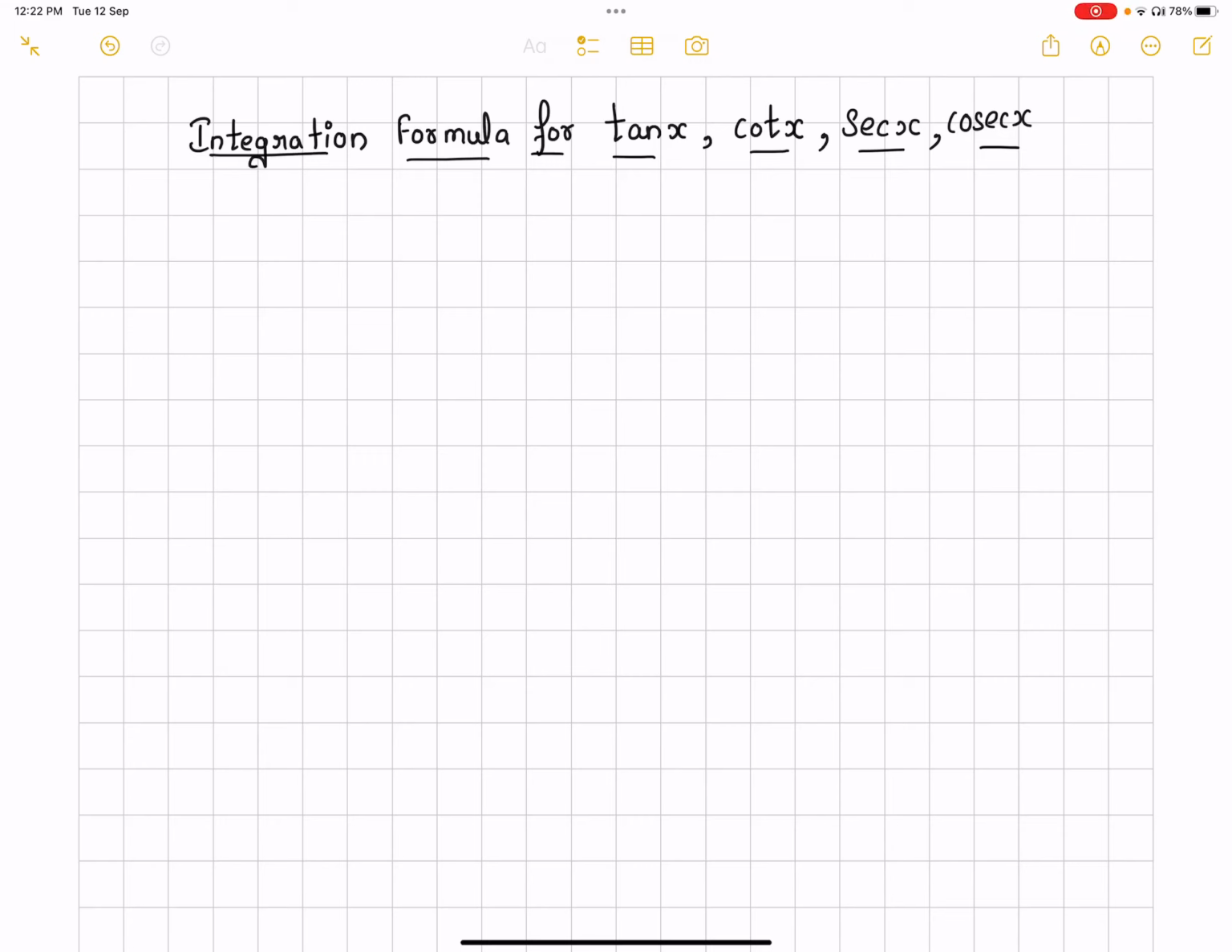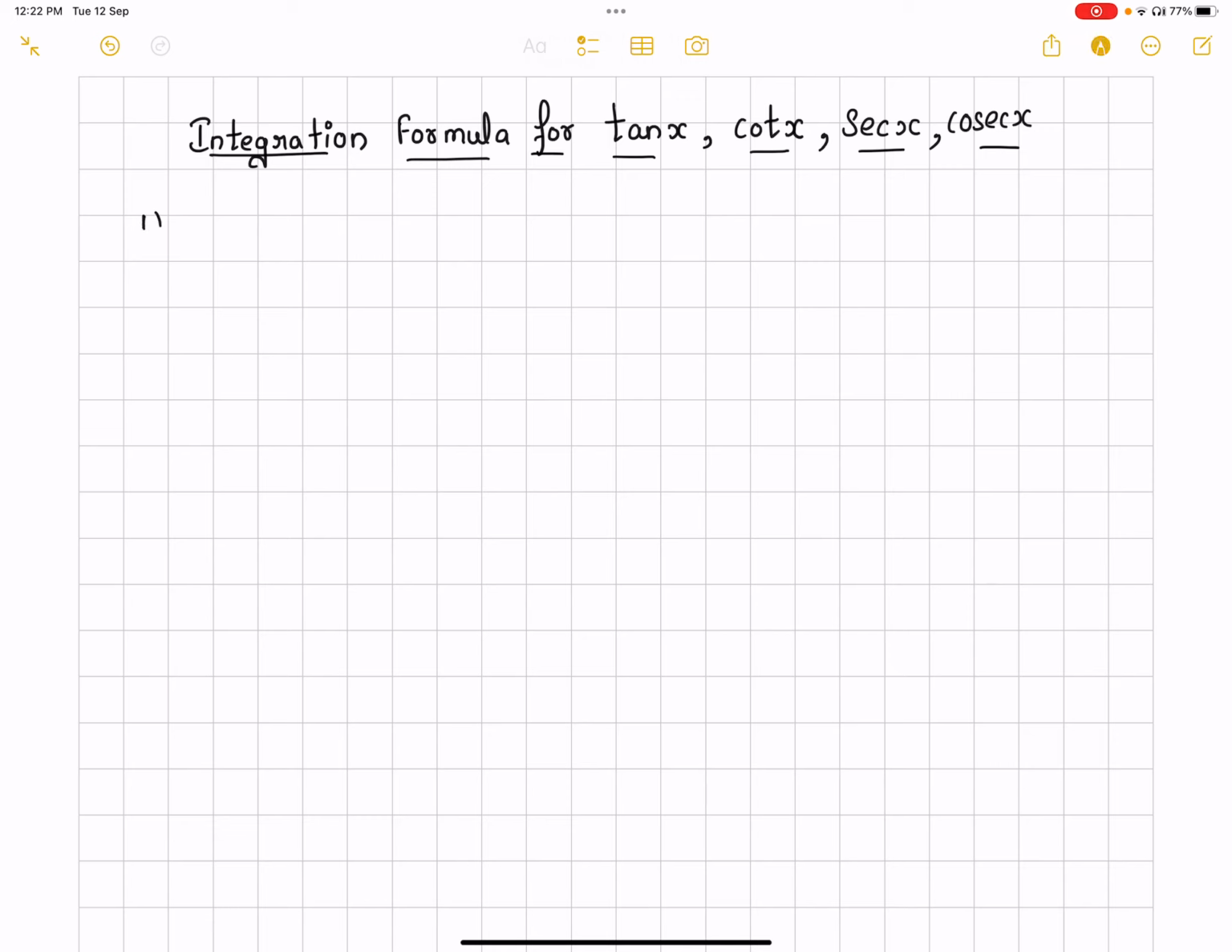Hello everyone. In this video, we are going to derive integral tan x, integral cot x, integral secant x, and integral cosecant x. Previously, we saw different formulas in the other videos, how those formulas have been derived from differentiation, everything we discussed. Now in this video, we are going to use an integration procedure to derive these formulas for tan x, cot x. So let's start with that.